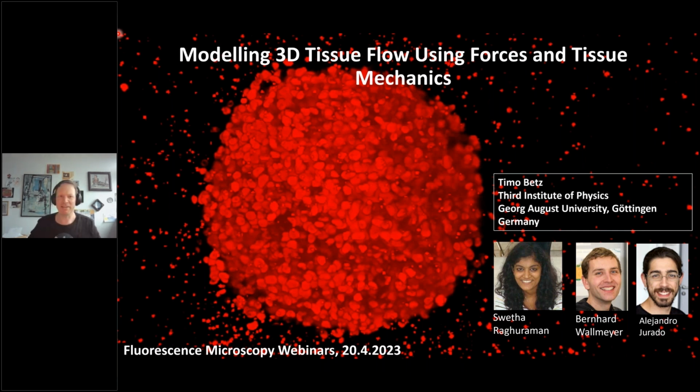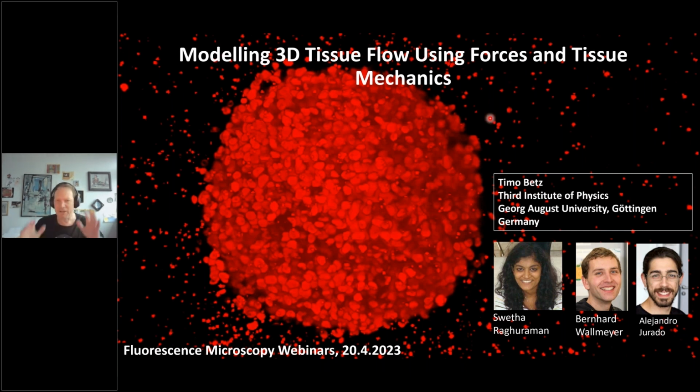As you can see here, I will talk today about parts of our work that is mostly related to 3D situation, 3D tissue flow. And before I forget, I would like to start with the heroes of this story, which is first Shweta Raghuraman, who was studying cancer cell spheroids, and that's what you can see here already. We will talk about this in the first part of the presentation. And then there's Bernhard Wallmeiler and Alejandro Llorado, who are two PhD students. Bernhard already finished, and Alejandro is still at work. They are working on zebrafish, and that will be the second part of the presentation.